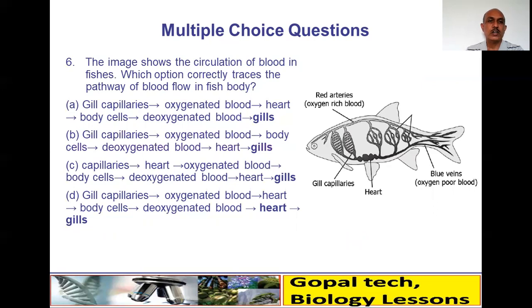Yes. So the correct answer is the second, B, gill capillaries. From gill capillaries, it will collect oxygen and become oxygenated blood. Then it will be supplied to body cells. From body cells, the deoxygenated blood will come to the heart, and the heart will again pump it to the gills, because fish show single circulation and the fish heart only pumps deoxygenated blood. So therefore, it is also called venous blood.